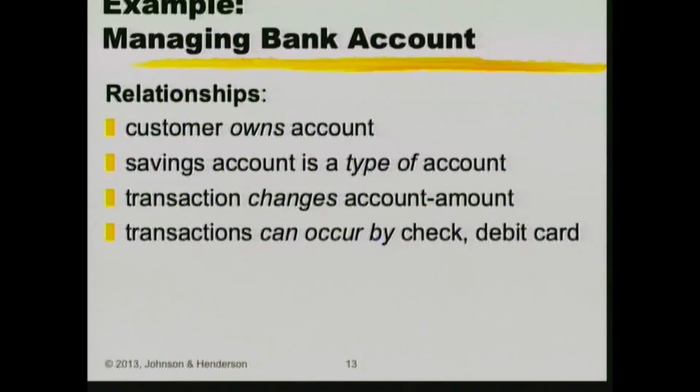Then we have relationships. How are objects related? So for example, in our task domain of managing a bank account, you have customers and they own accounts. So the relationship between a customer and an account is one of ownership. And then there's savings account is a type of account. And transaction changes the account amount. Okay, so the balance in an account will change before and after a transaction.